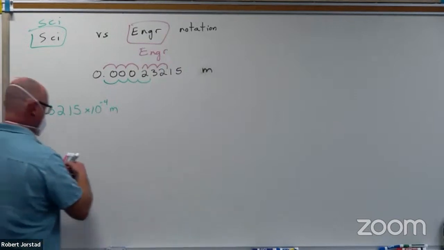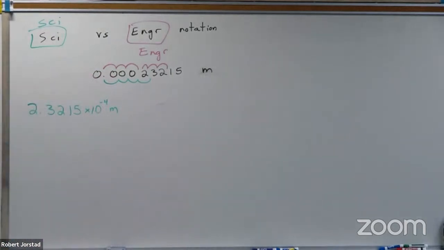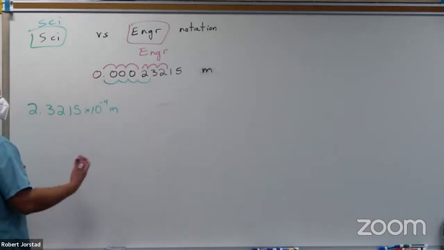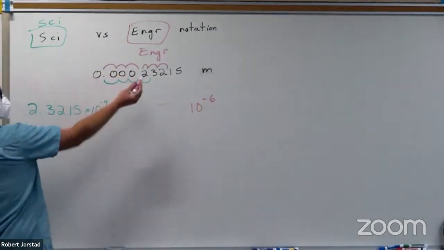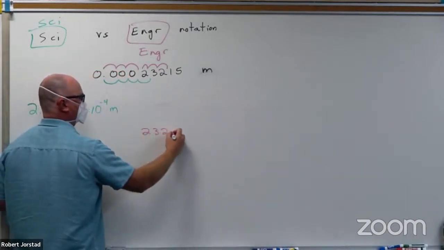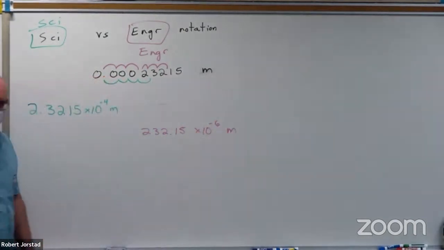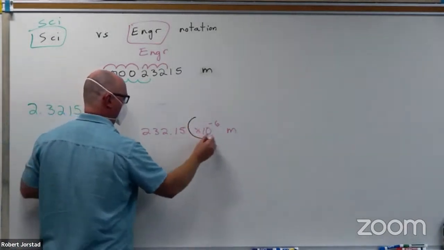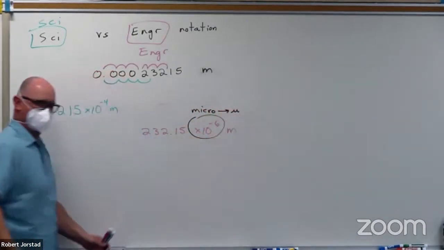So this would be, well, what would it be, you tell me? It looks a little weird because it's not the same as scientific, but in this case, what would it be? How many did I go over? 6. So I have to do 10 to the minus 6. If I go 10 to the minus 6, what's the number that's left? 232.15. And then if I was going prefixes, what happens to this right here? It's a micro. That's going to go to a mu.